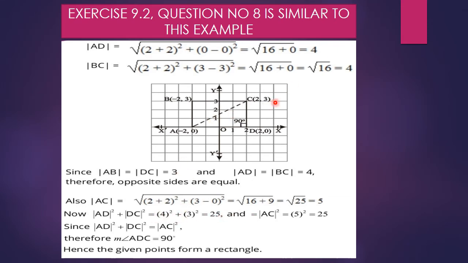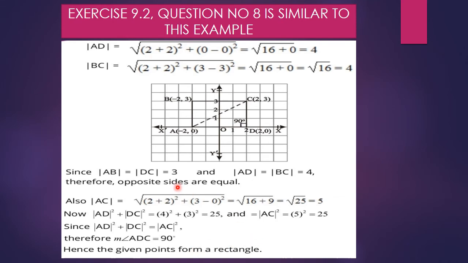Also AC square, the value of AC was 5. AC square is again 25. Both are equal. Pythagoras theorem is fulfilled. Therefore, measurement of angle ADC is of 90 degrees. Hence, all the conditions for a rectangle are fulfilled. Hence, the given points form a rectangle.